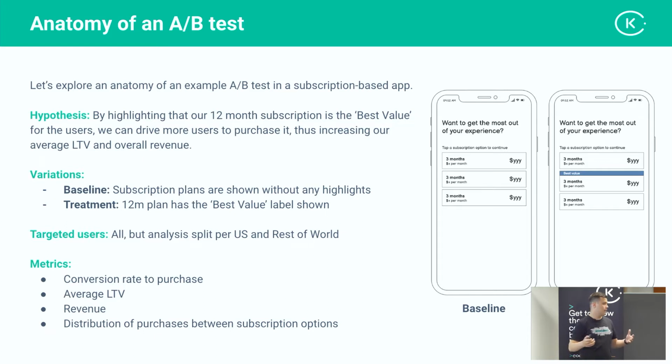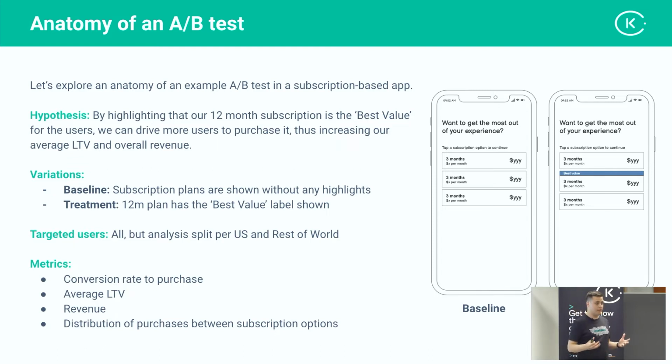And then you define the metrics that you actually want to look at. And this is what's really good about the A/B test, like this specific example, because you can look at, first, what's the conversion rate to purchase? How does it change when we add this kind of guiding the users towards 12 months into the mix?